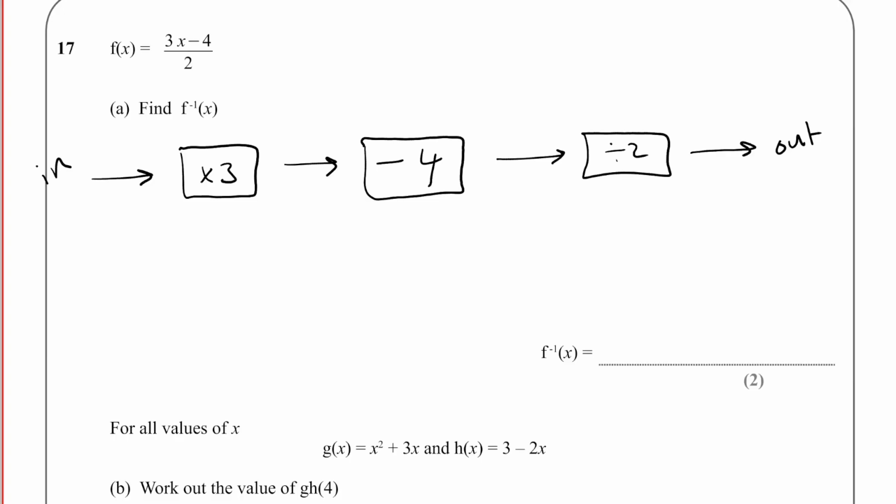So if we started with x, the opposite of dividing by 2 would be times it by 2, the opposite of taking away 4 is plusing 4, and then the opposite of timesing by 3 is dividing by 3. So that is the inverse function. It's the thing that does the opposite.